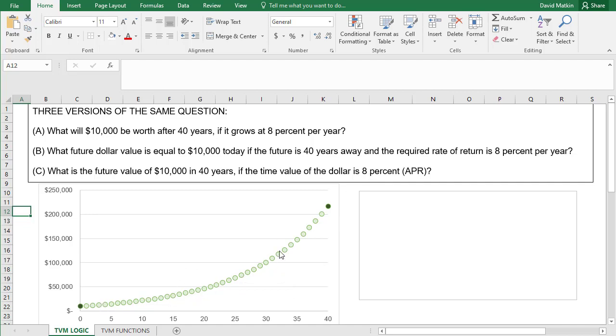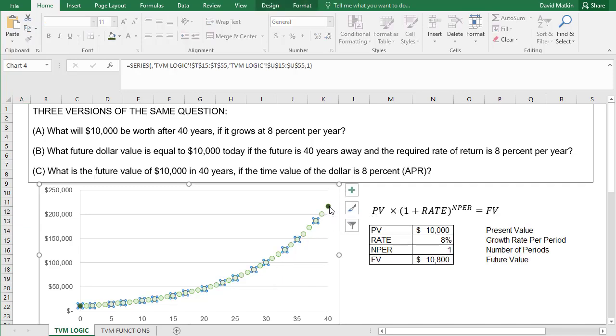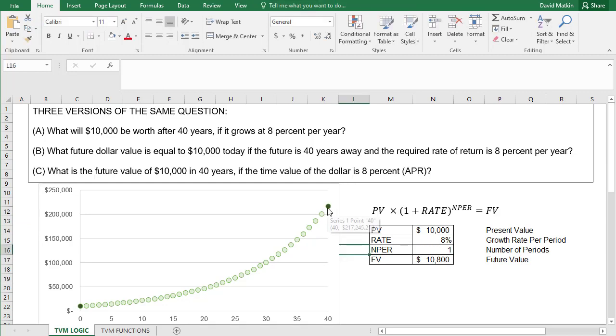In fact, all of these values are also equivalent to this endpoint after 40 years. It's that they're in different time periods. So when we're in a different time period, we can't compare dollars equally. So the equivalent version of this value of $217,000 40 years into the future is $10,000 today if 8% defines the effect of each year.